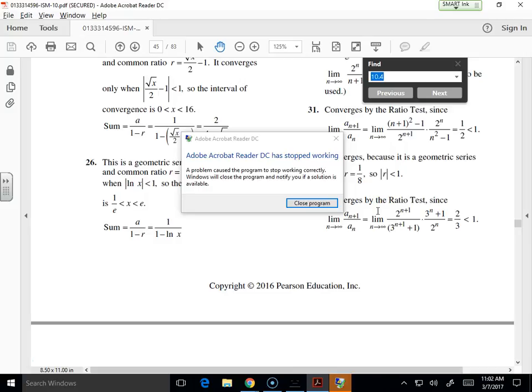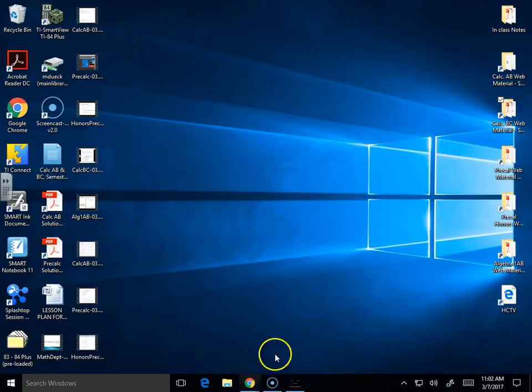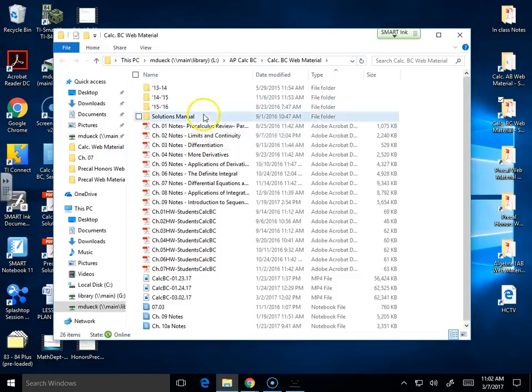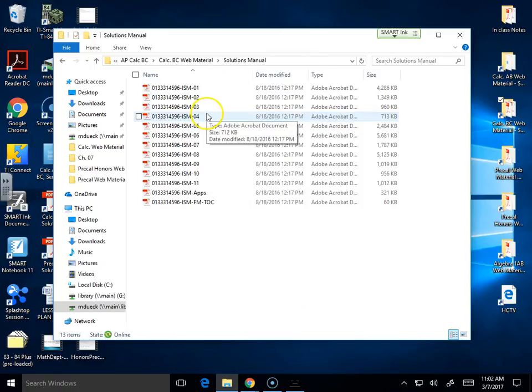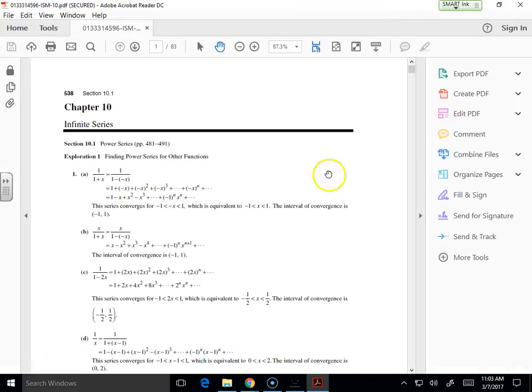Okay, X. Isn't it a struggle? I agree. CalcBC on the far right side. Solutions manual. Scroll down to chapter 10, or the one that ends in a 10. Got it. Today's technology just is not happy.